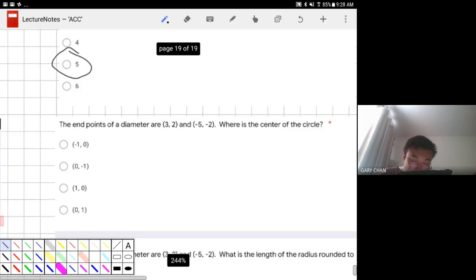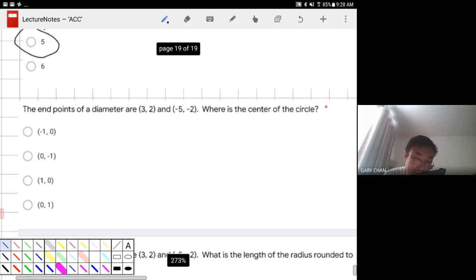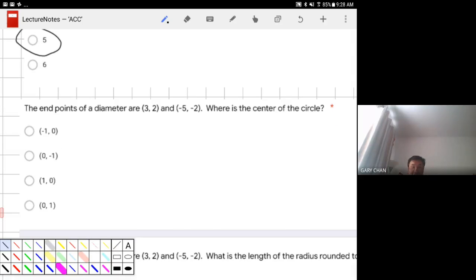All right. So this is the part of the Google form where things get really serious. You guys ready? Okay. So here it says that the endpoints of a diameter are 3 comma 2 and negative 5 comma negative 2. Where is the center of the circle? Now there are two ways that you can approach this. I want to give everyone maybe 30 seconds to see if they can figure this out. I know everyone has it in them, so I'll give everyone 30 seconds. Go.